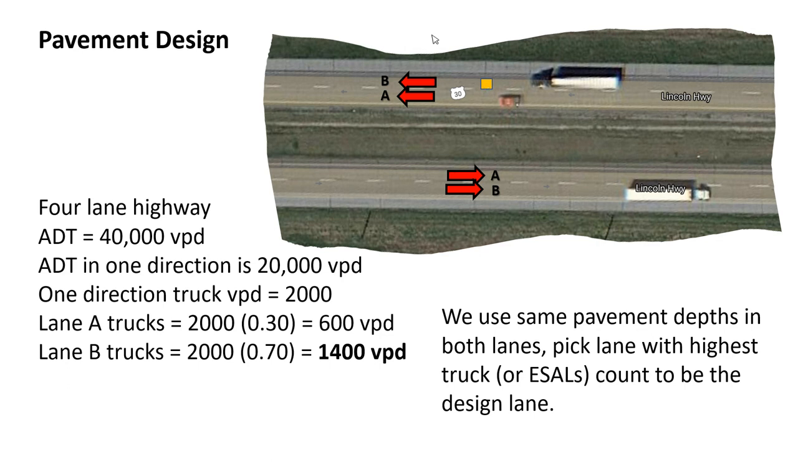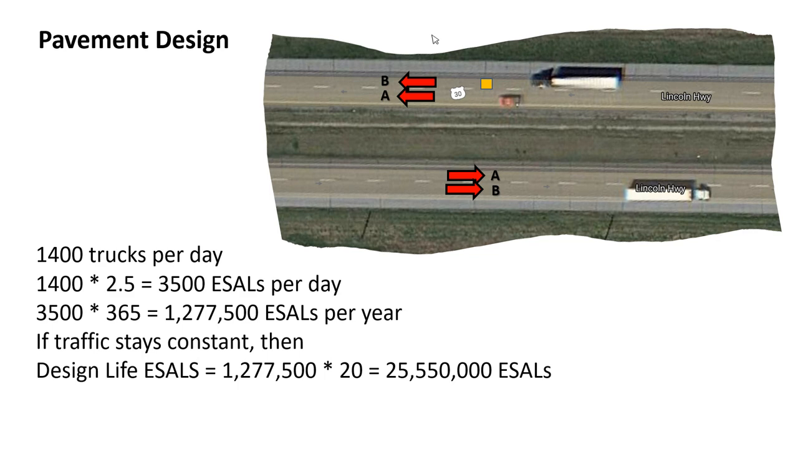Keep that in mind. All right, so 1,400 trucks per day, 2.5 ESALs per truck, gives us 3,500 ESALs per day in the design lane. 3,500 ESALs times 365 days in a year, or if you want to be super exact, 365.25. So we've got about 1.3 million ESALs per year driving in this lane. That's our design lane, as we said. So about 1.3 million ESALs through that per year.